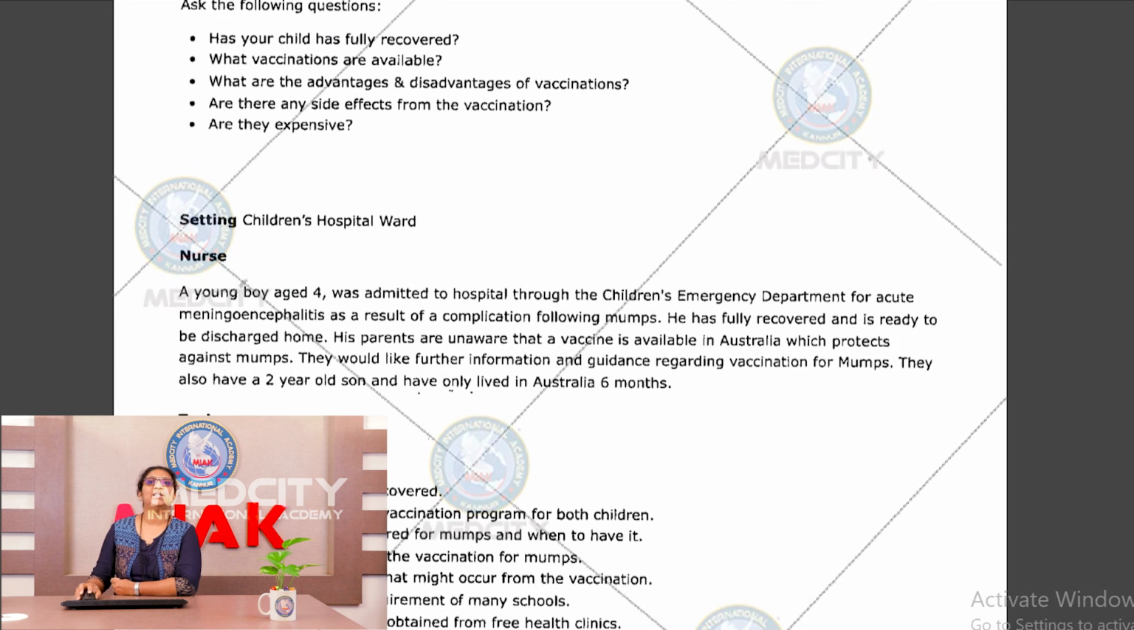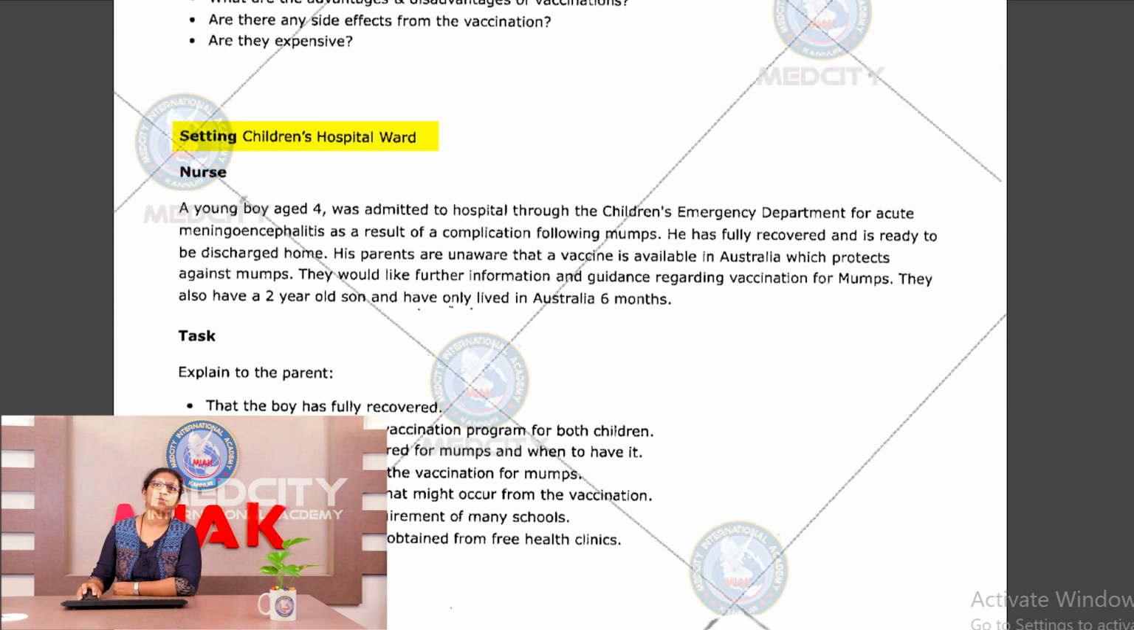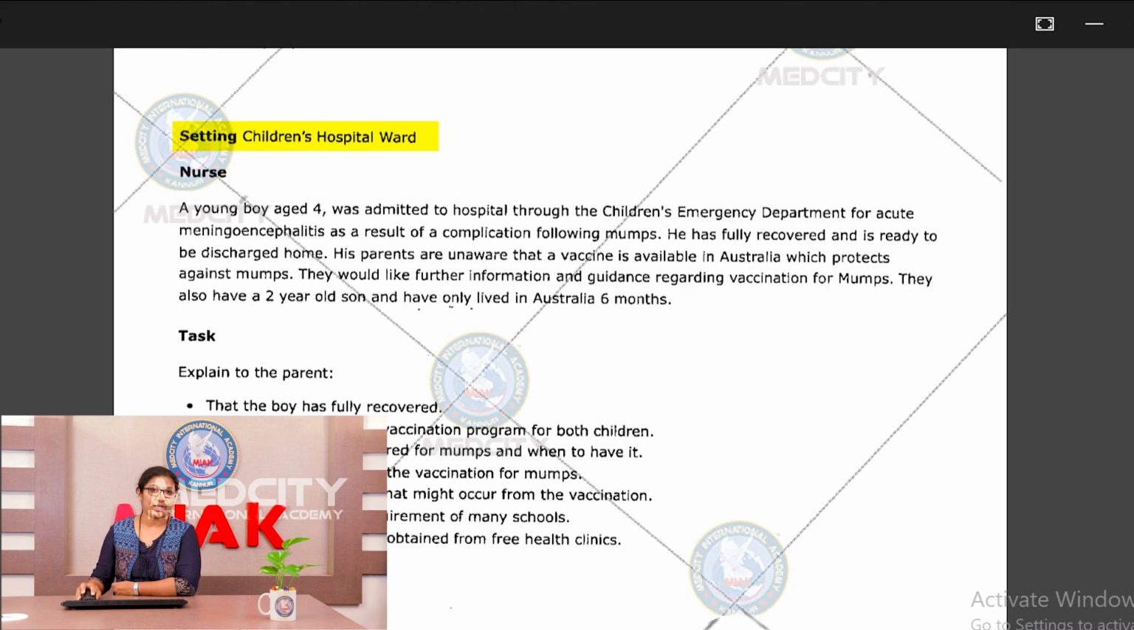Okay, so this is a children's hospital ward. So that is the setting. And the nurse, my patient is a young boy aged 4 and he was admitted to hospital through the children's emergency department for acute meningoencephalitis as a result of complication following mumps. Okay, he has fully recovered and is ready to be discharged home.